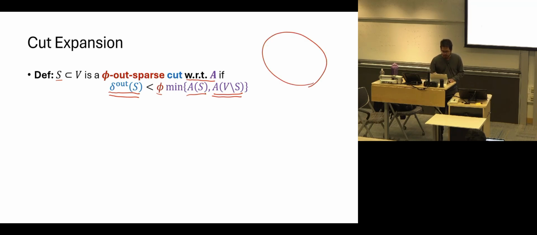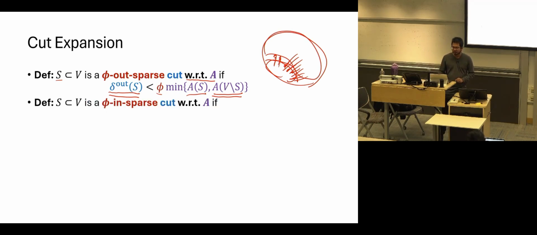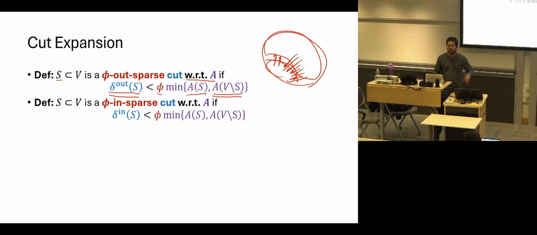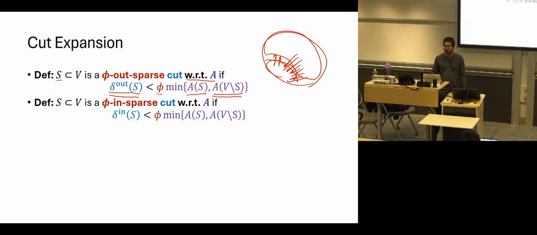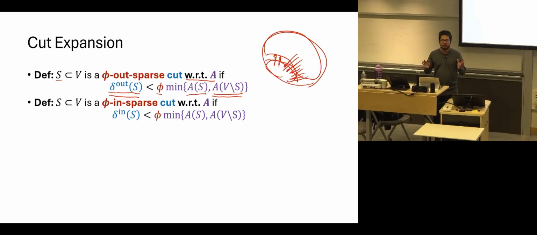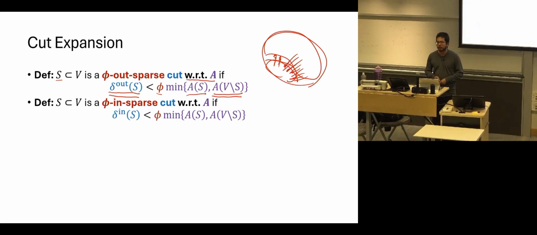Basically, if you have a cut and the number of in edges can be huge, but the out edges are small compared to the volume here, then that's out sparse. And in sparse is defined analogously. Sometimes when I say a sparse cut, I just mean it's either out sparse or in sparse. It's just sparse in some direction.